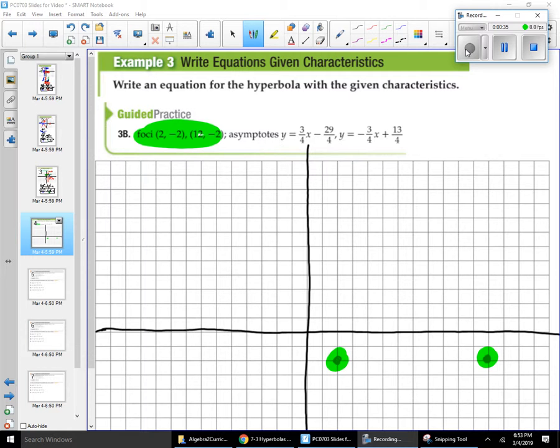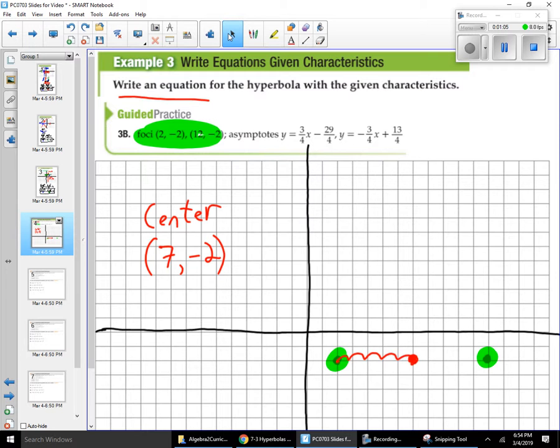This is another one of those problems where I can just count. Between 2 and 12, there are 10 units. So I expect that center to be 1, 2, 3, 4, 5, right in the middle. Again, finding that center gives us a ton of information, primarily h and k, since what we're being asked to do is write an equation. So we'll go ahead and note that we have found our center, which is going to be 7, negative 2.